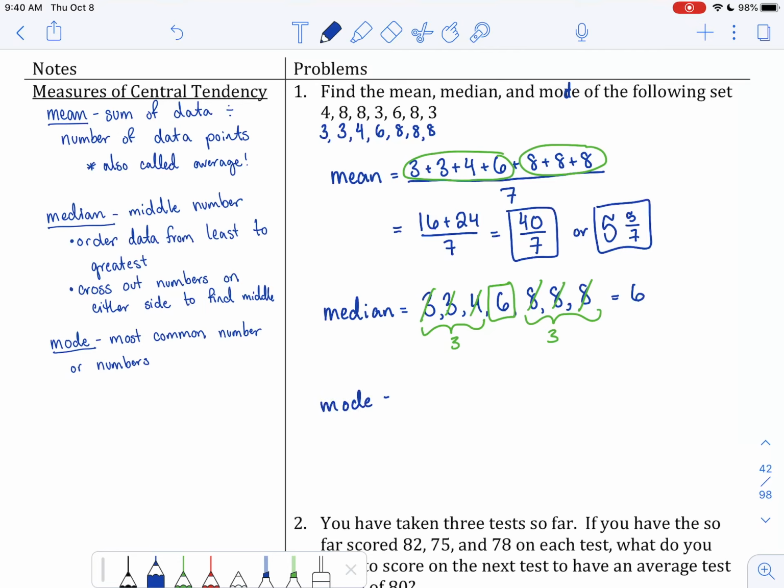The mode is just the most common number, and here's the nice thing about the reordering: we can see there's 2 of the 3s, 1 each of these, and there's 3 of 8, so the mode here is 8. So this hopefully feels like a nice review of mean, median, and mode.